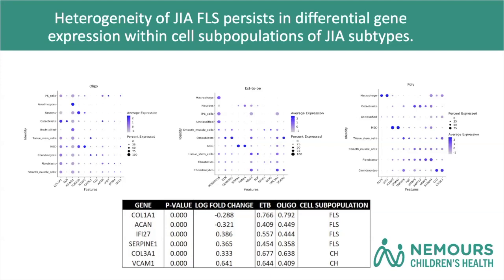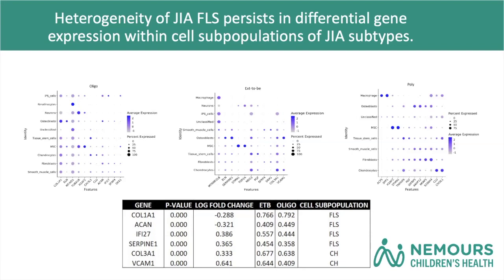Our goal is to see if these differences translate to protein expression and if these proteins can be measured in synovial fluid from patients with JIA. It is our hope that these differences will correlate to the various subtypes of JIA and could potentially be used as biomarkers to determine which course of JIA a patient will follow.